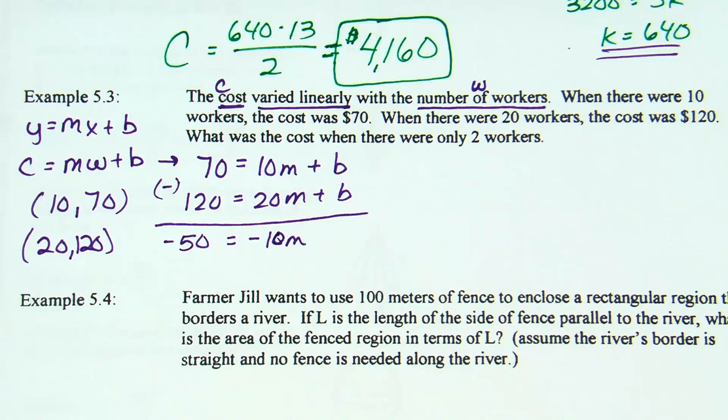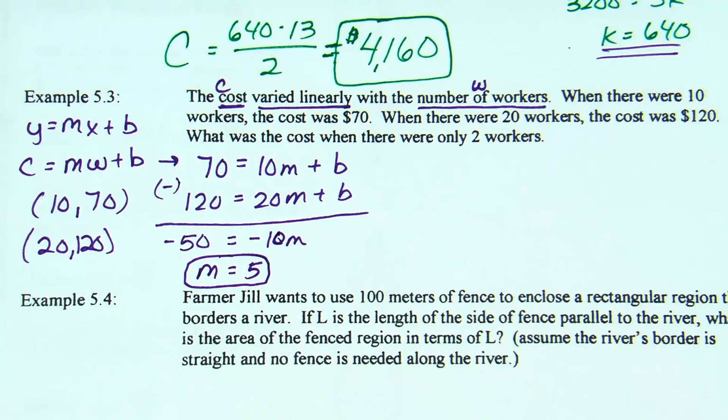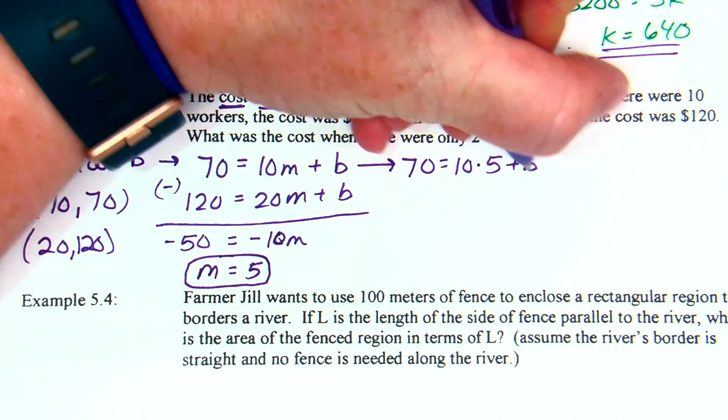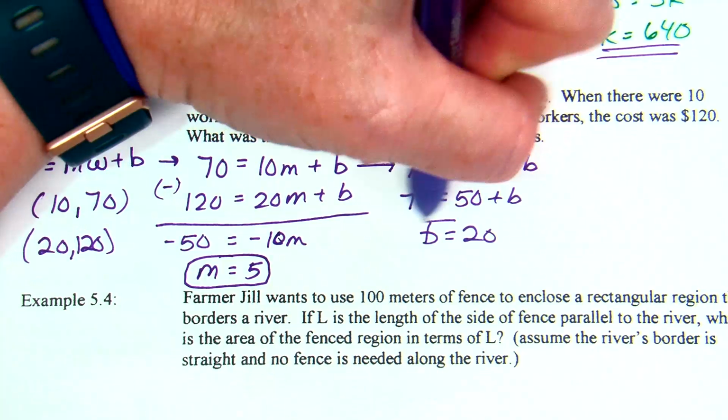Which, if you went the direction of just finding slope earlier, that worked as well, didn't it? How do I find B? Yeah, plug that 5 into one of your original equations. So 70 equals 10 times 5 plus B. 70 equals 50 plus B. And B is 20.